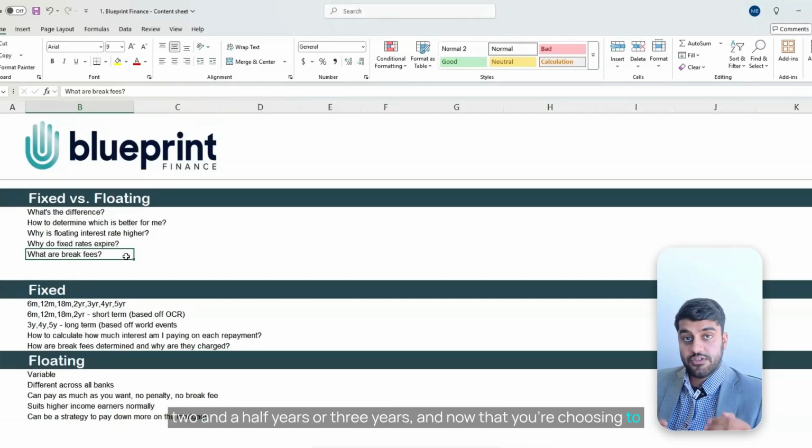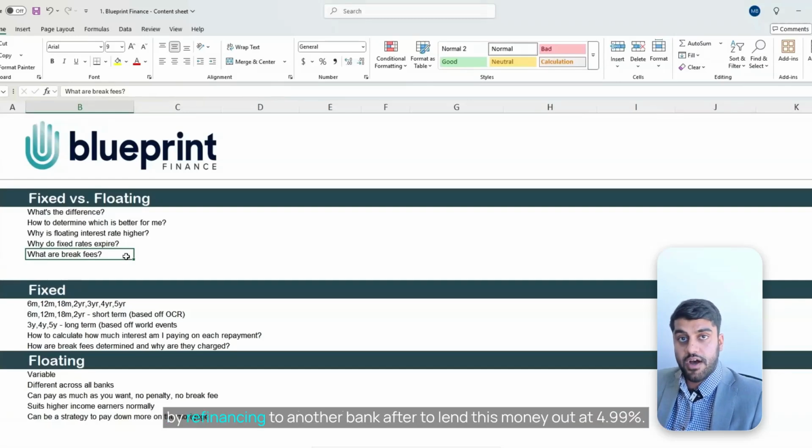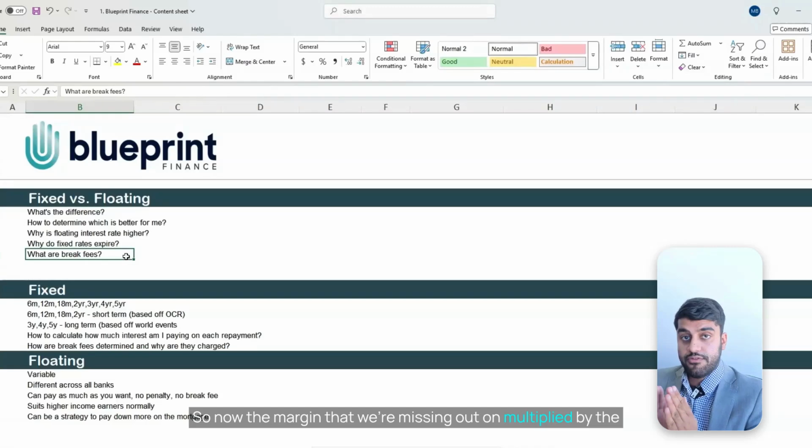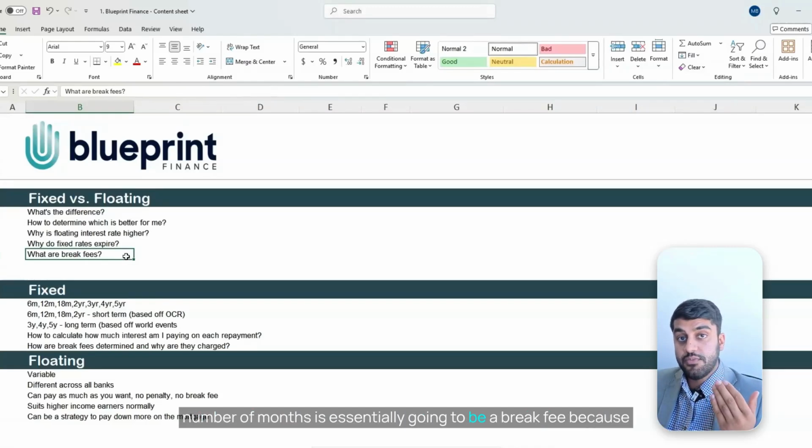And now that you're choosing to break it, the bank will calculate, okay, if you're paying me the money back by refinancing to another bank, I have to lend this money out at 4.99%. And that means I miss out on the 6.35 that you were going to pay me for the next few years. So now the margin that we're missing out on multiplied by the number of months is essentially going to be a break fee, because you are breaking the contract.